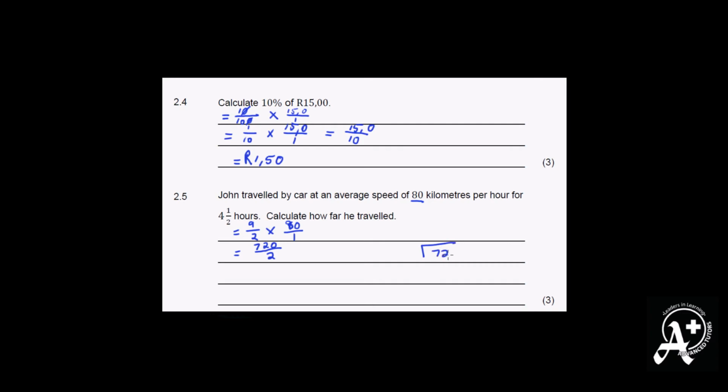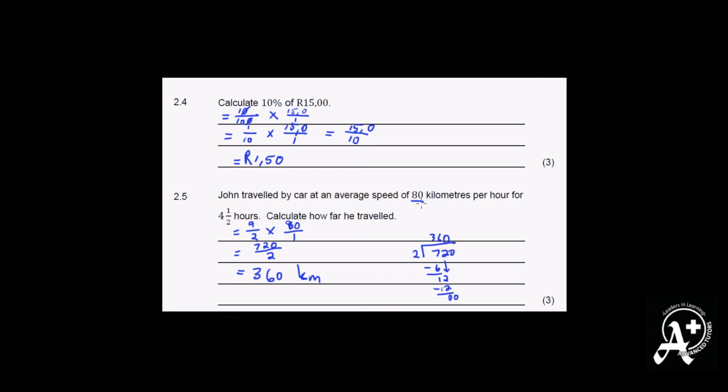And if we quickly do this on the side, we've got 720 divided by 2. 2 goes into 7 3 times. 3 times 2 is 6. So 7 minus 6 is 1. We bring down the 2. And 2 goes into 12 6 times. 6 times 2 is 12. So that's 0. We bring down the 0. 2 can't go into 0, so we add a 0 there. And our answer is 720 divided by 2 is 360. And remember, this is kilometers, because they asked us how many kilometers he travels.